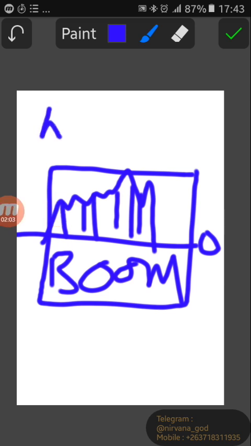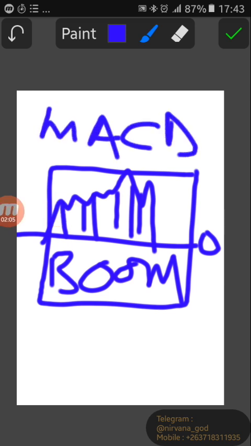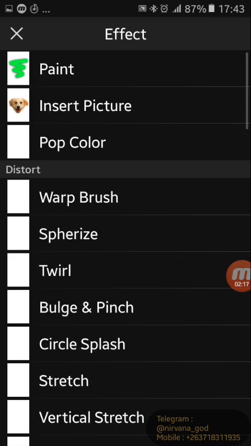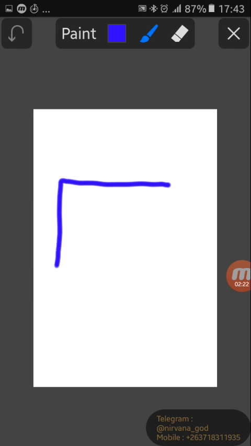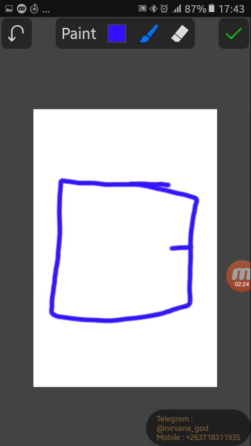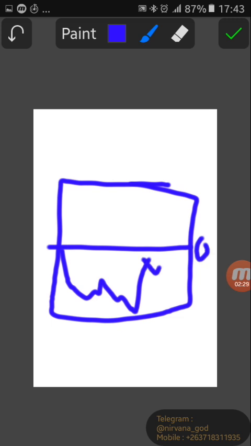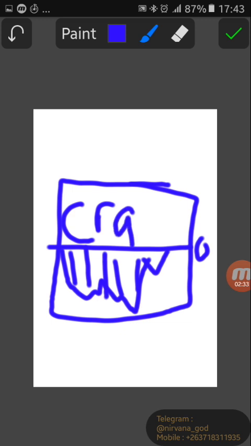That means this is represented by the MACD, right? The histogram is above level 0, not below 0. So this is for boom. So let me take a screenshot of this. And now let's do for crash. For crash is like this. Right, if the histogram is below level 0, like this, then you are selling crash. This is the MACD.